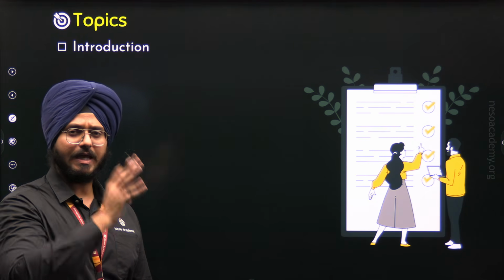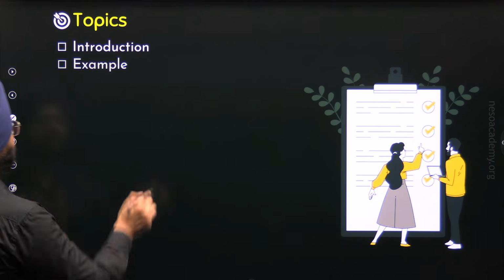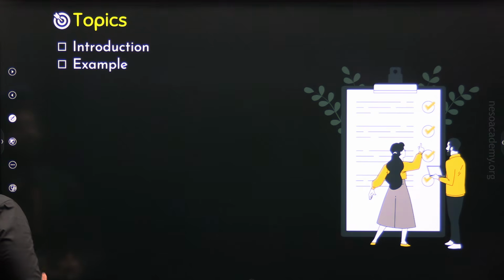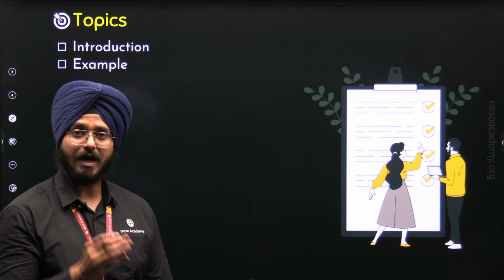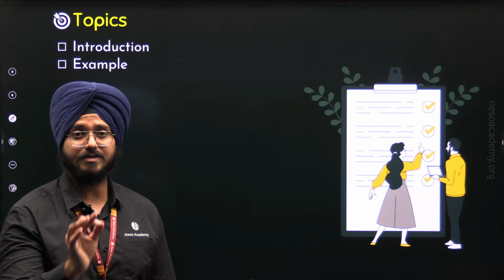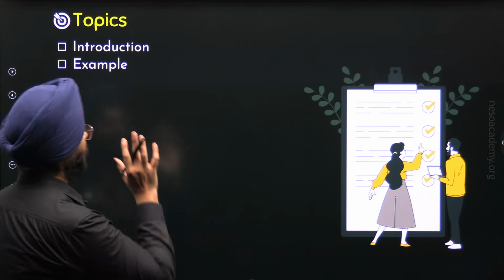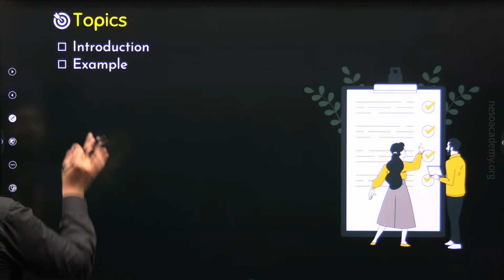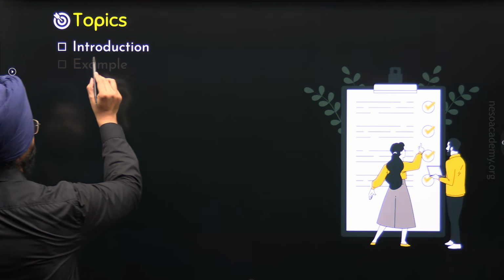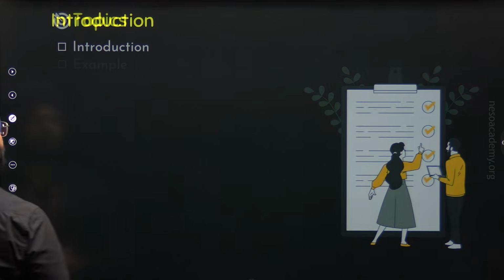Then we will move to the next topic where, with the help of an example program, we will understand how to implement hybrid inheritance in C++. So these are the topics of this lecture. Let's start with the first one, Introduction to Hybrid Inheritance.